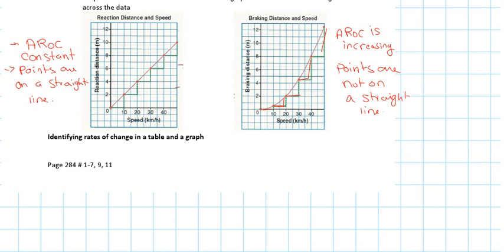Okay, so if the average rate of change is constant, they're going to be on a straight line. If the average rate of change is not constant, it is not going to be a straight line. Okay?